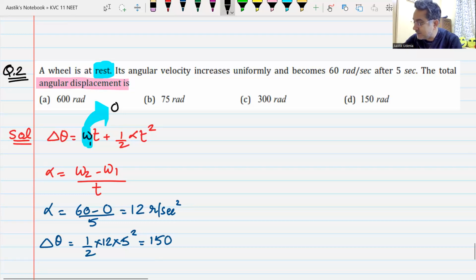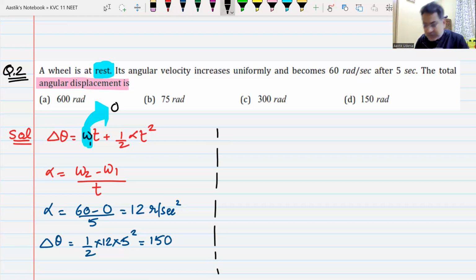150. We understand this? Yes, sir. This is one way of doing it. You could have done it in a different way though, a very shortcut way. What is the shortcut way? You could have used this equation, which I don't think we have ever used.